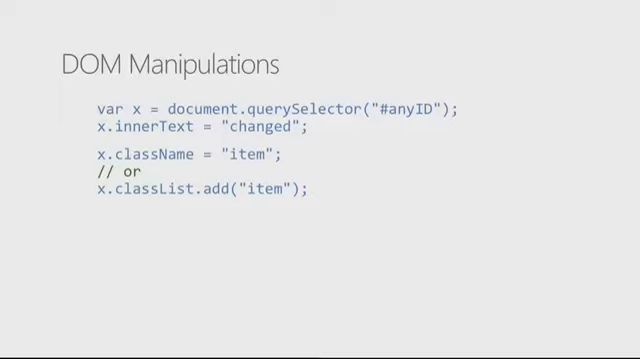Another thing that you can do is change the class name. So let's say you've identified styles in your CSS, which is a good practice to do, to put the styling there. And now you want to change this element to have a different class name, or add one if it didn't have one before. So in this example, x.className equals item means it's going to do just that. This will now have the item as its class name.